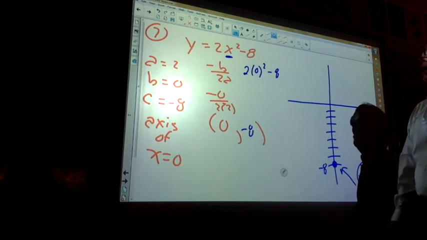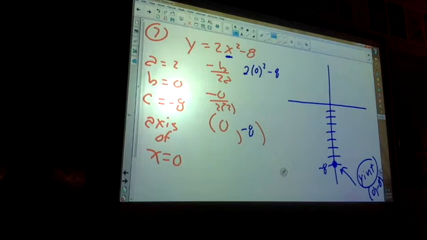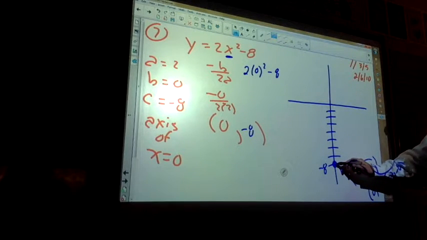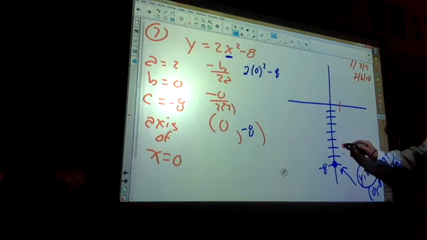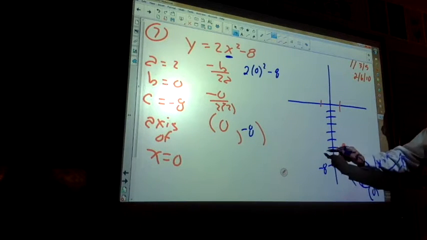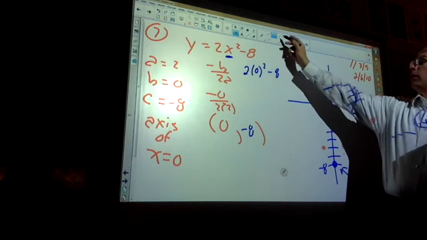So can we pattern graph? No, you have to multiply by two. Yeah, so it's not going to grow at 1, 3, 5. It's going to grow at 2, 6, 10, right? Does that make sense? All right, so I'm going to go from here. I'm going to go right 1, up 2, left 1, up 2. Is that okay so far?